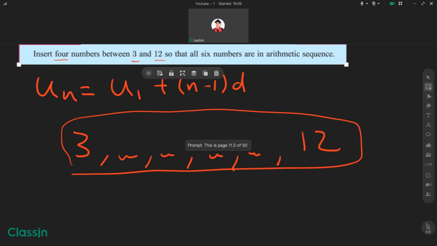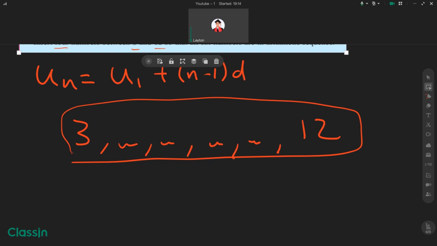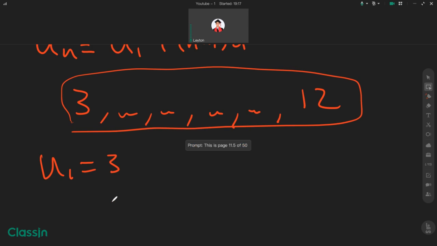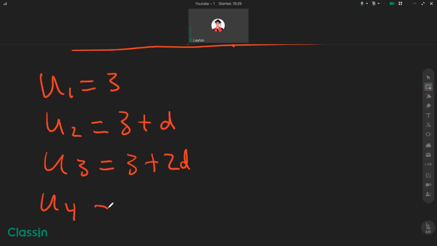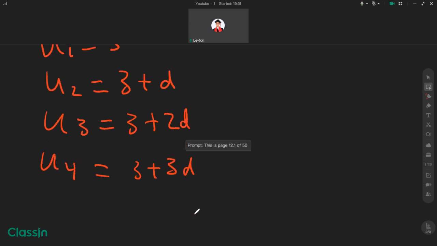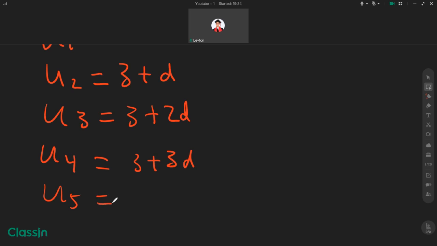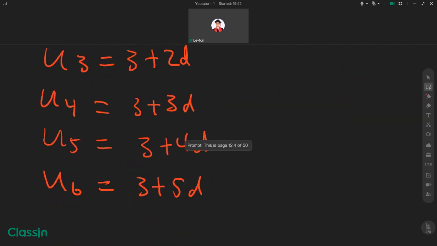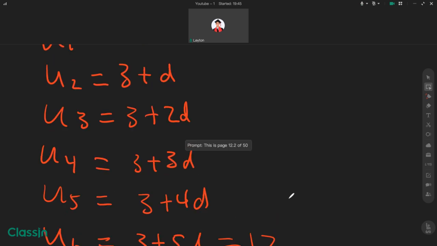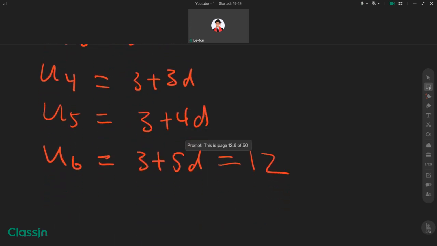All right. So if 3 is the first term, U1, then U1 is just 3. Well, the next term is U2, which is 3 plus D. U3 is going to be 3 plus 2D. U4 is going to be 3 plus 3D. U5 is 3 plus 4D. And U6 is 3 plus 5D, which we also know is just 12. So from this U6, we can actually find D, and then we have all the terms.